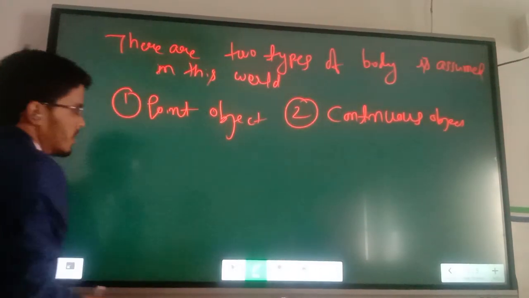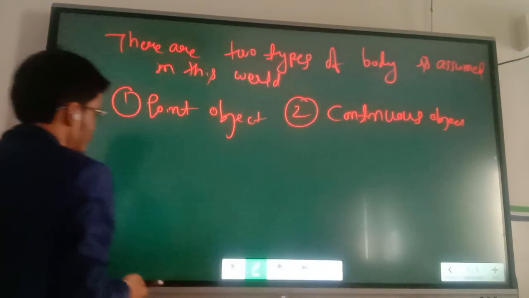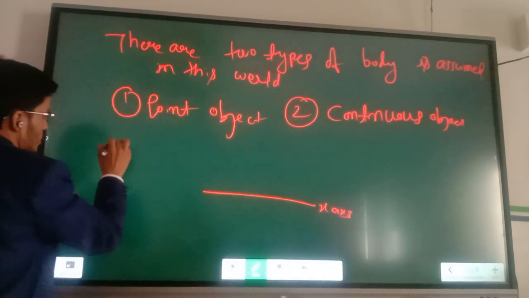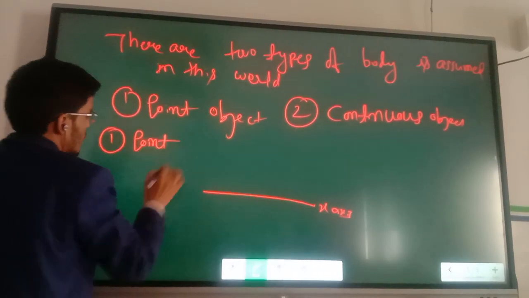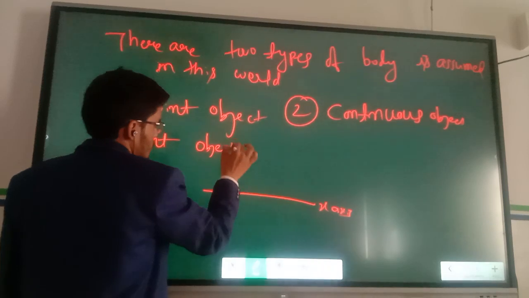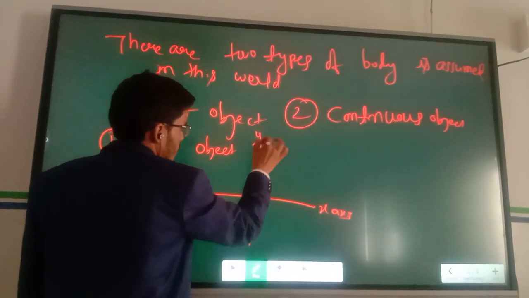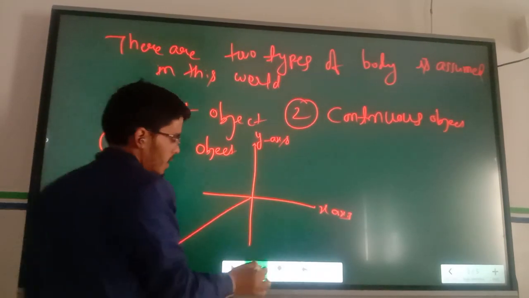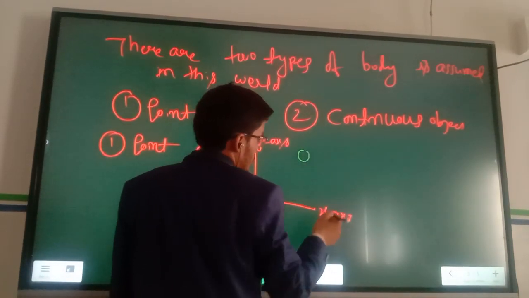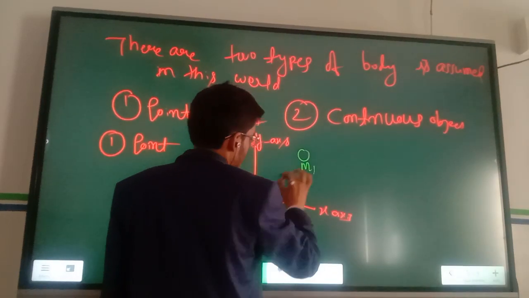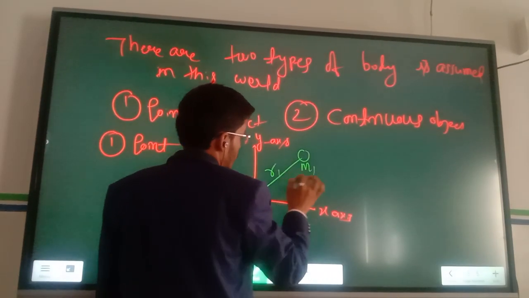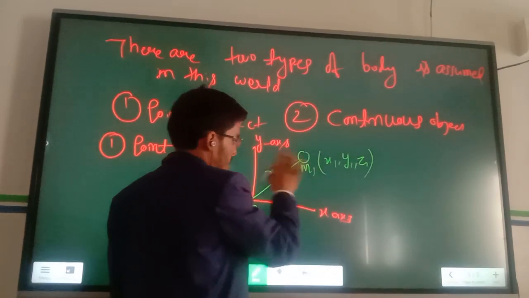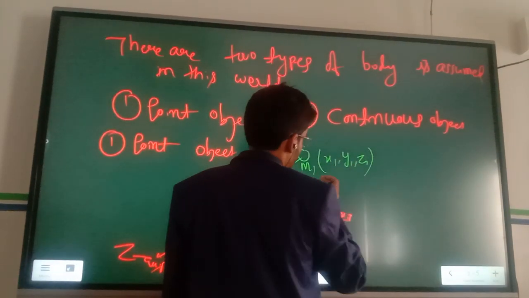In case of point object, we know that there are three axes: x, y, and z. I will explain about point object. Suppose this is the x axis, this is the y axis, and this is the z axis. Assume that there are three particles present. This is m1 at a distance r1, with coordinates x1, y1, z1. Actually z1 is 0 in the xy plane, but no doubt here x1, y1, z1 is the location of m1.